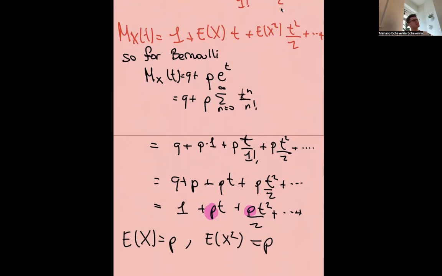In fact, the others continue to be p, I guess, but that's less important. But I'm just saying, it is kind of cool to see that you can then just read off the moments from the power series expansion.